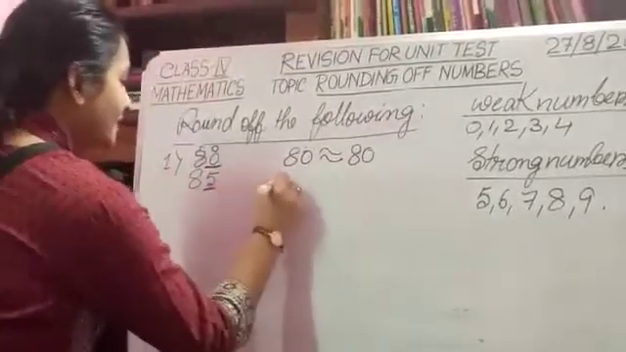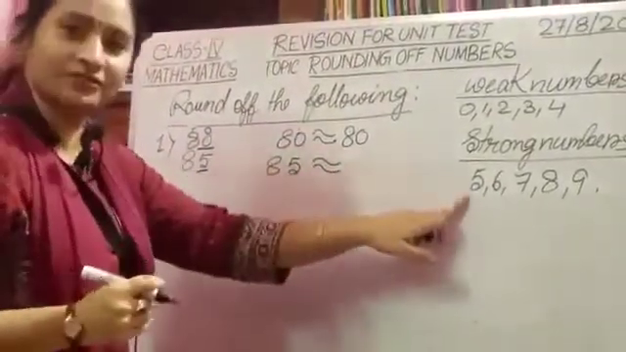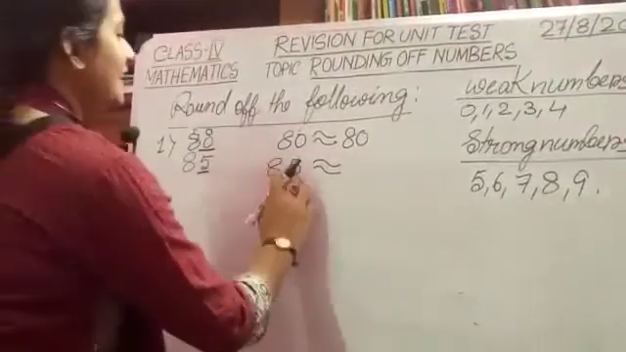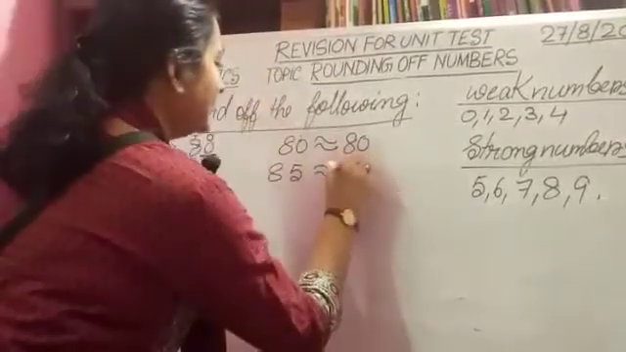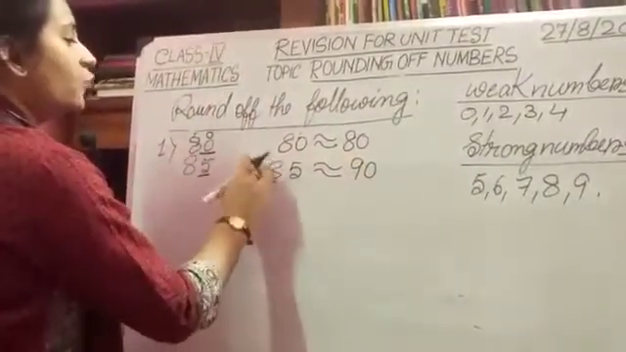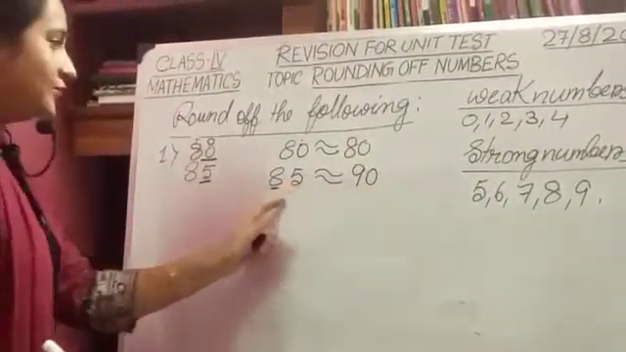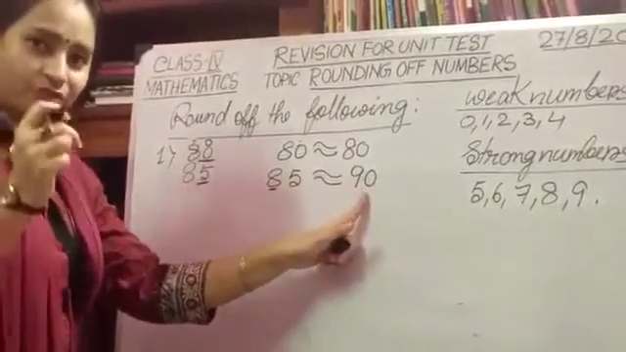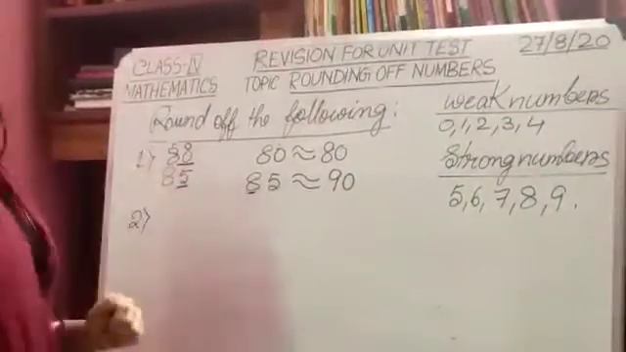So, here 85, since 5 is a strong number, right? It can be estimated to the greater tens, that means 90. You will just add 1 to this number and you will put a 0 over here and you will get the estimated or the rounded off number. Right, children?